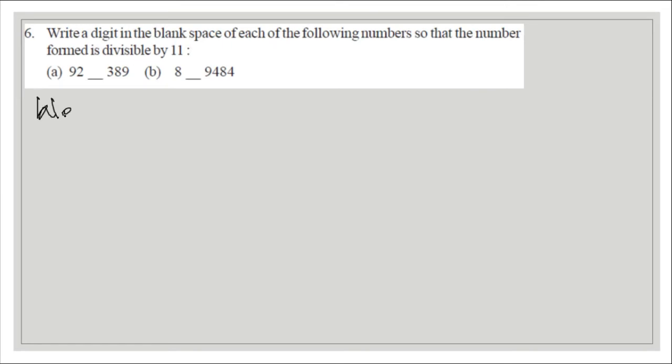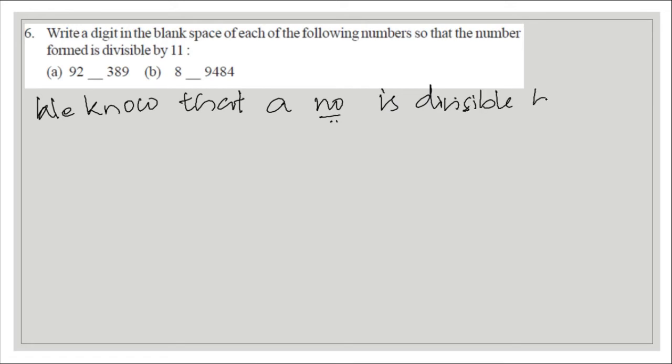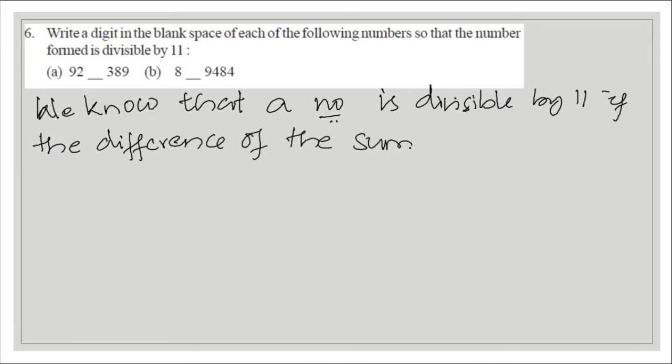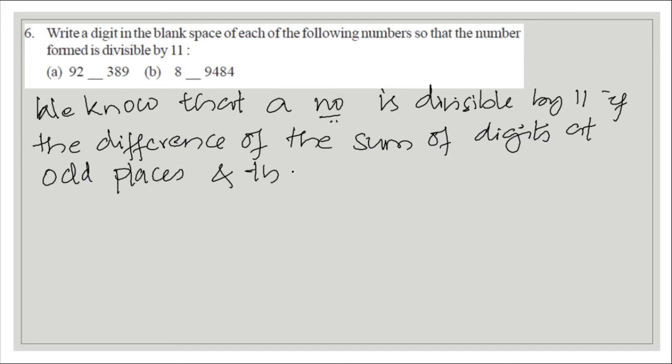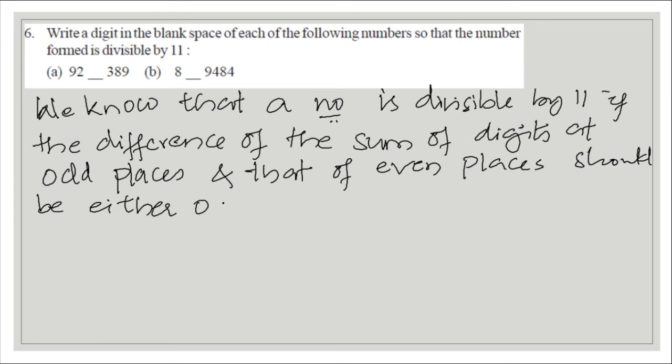What do we know? We know that a number is divisible by 11 if the difference of the sum of digits at odd places and that of even places should be either 0 or a multiple of 11.